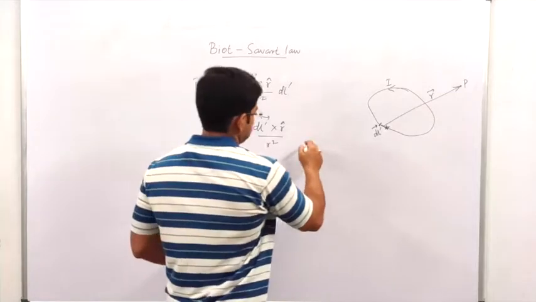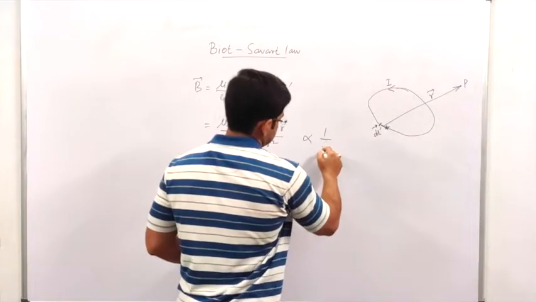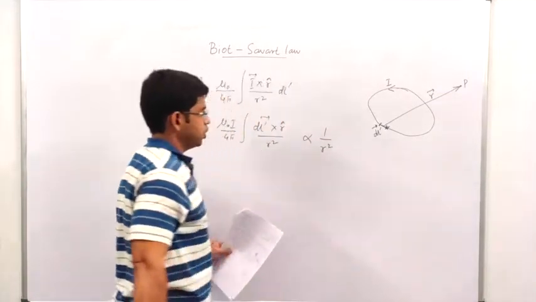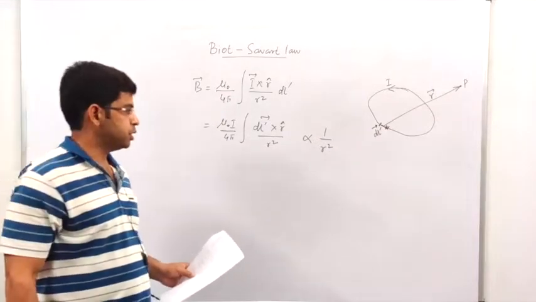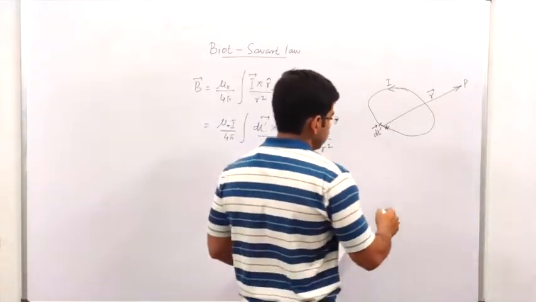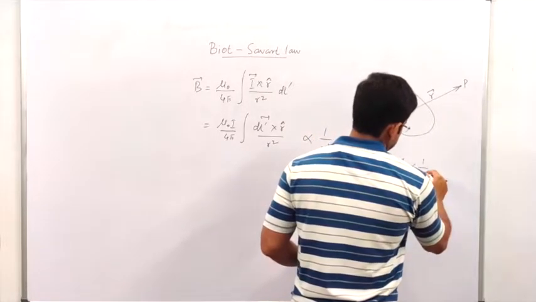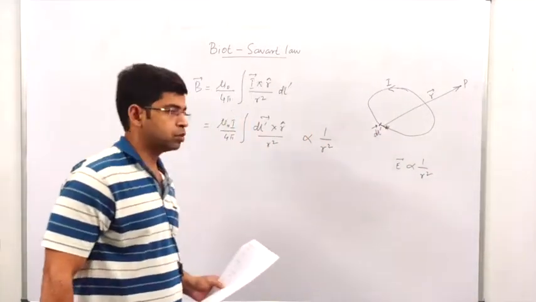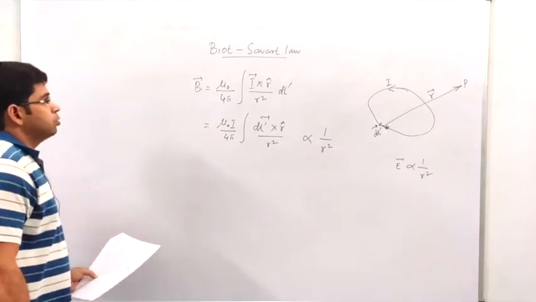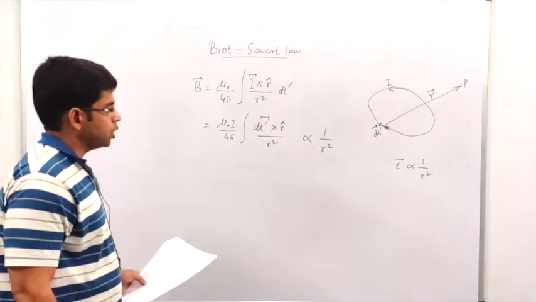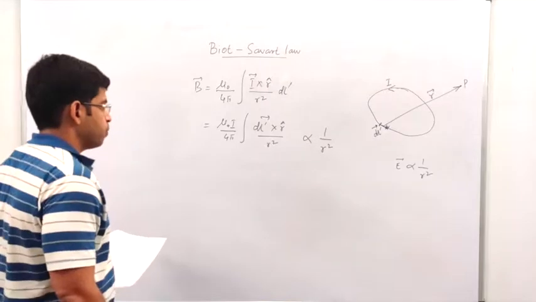So you can note here that there is a 1 by r square dependence of the magnetic field B, just similar to the 1 by r square dependence of the electric field that we learn about in Coulomb's law. So this Biot-Savart law plays the same role as Coulomb's law in electrostatics.